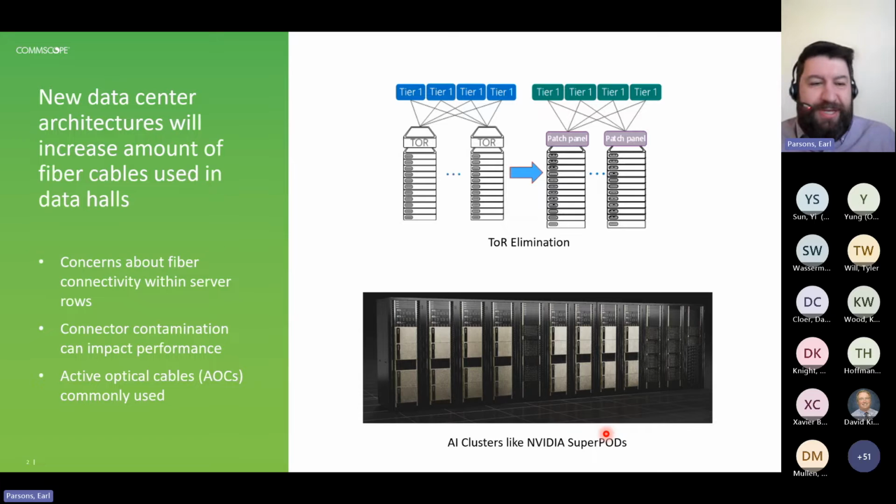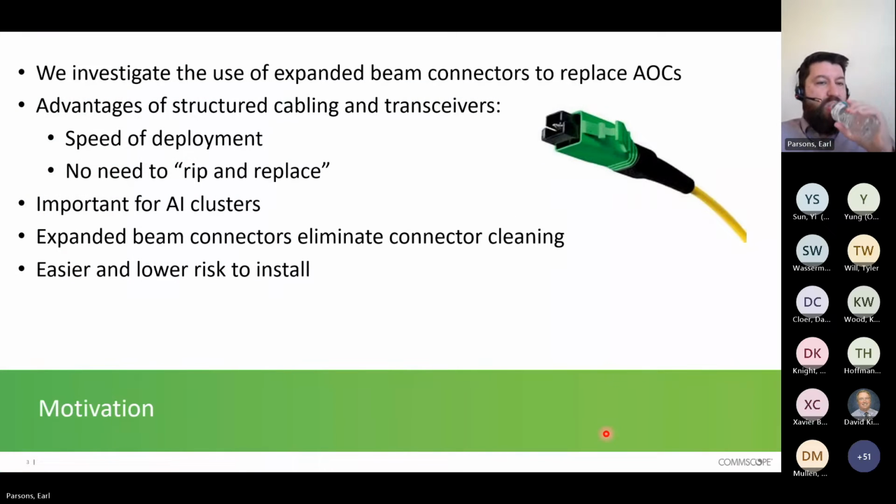So one solution that we've seen several deployers of these AI clusters use is something called an active optical cable. An active optical cable is basically 2 optical transceivers prepackaged together with a fiber cable in between them that connects them. So in this study, we investigate using expanded beam connectors with fiber cables to replace these AOCs.